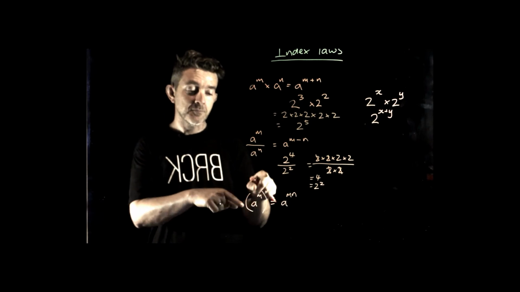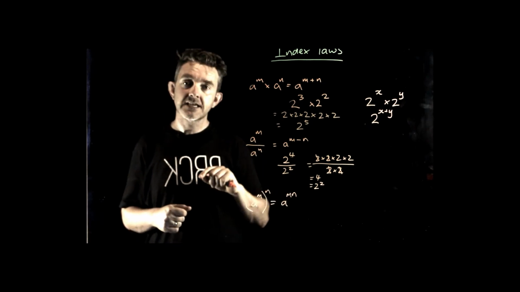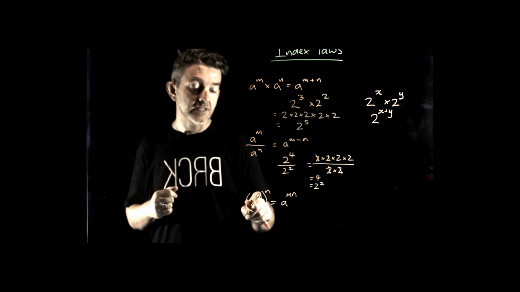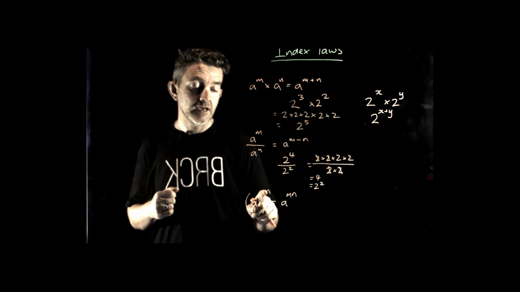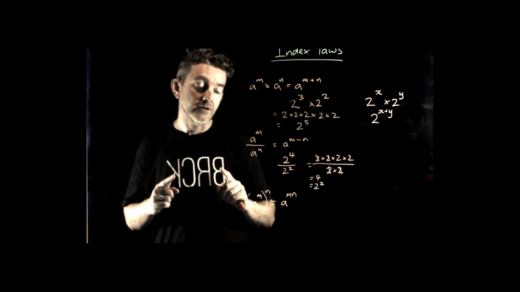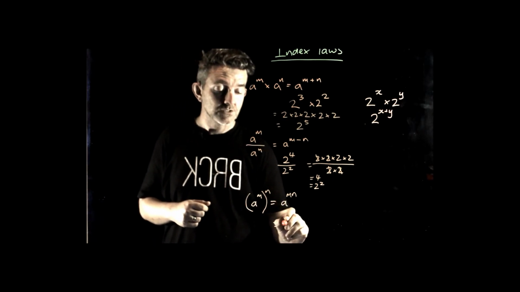We've got brackets here with a power outside and a power inside, and then the powers get squished together and the brackets go away. What this is saying is if you have a power inside the bracket and one outside the bracket, you multiply them together to get the new power. So I'll show you why that works. So let's say if I had 2 to the power of 2, all to the power of 3.